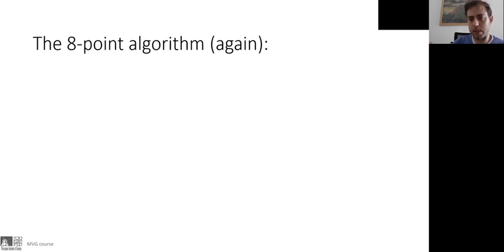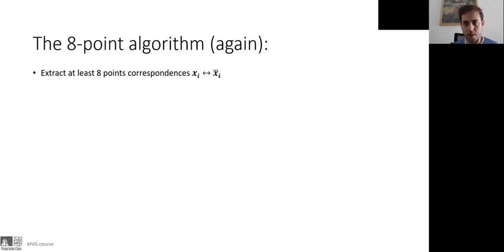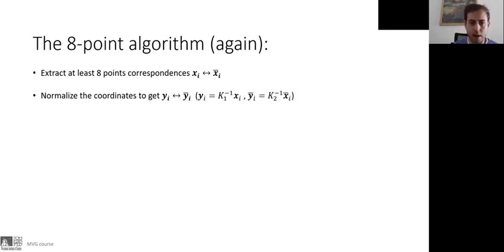Okay, so let's do a short summary for the 8-point algorithm. We have 8-point correspondences from the original image. We normalize them with the calibration matrices to get yi bar correspondence for each i. Then you form A using yi's and solve the homogeneous least squares problem using SVD.